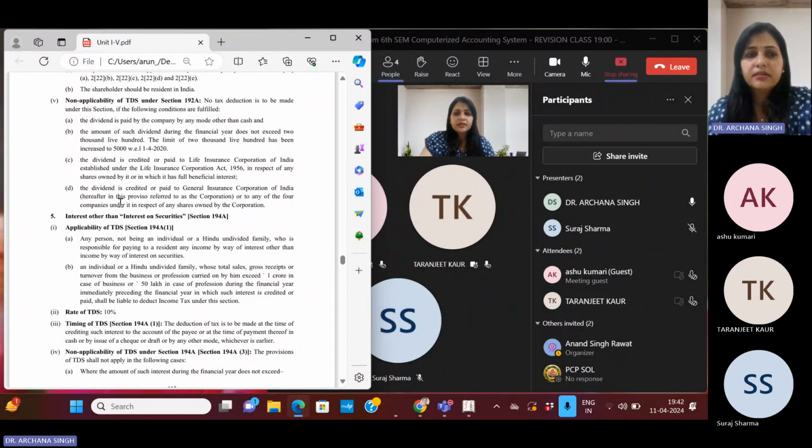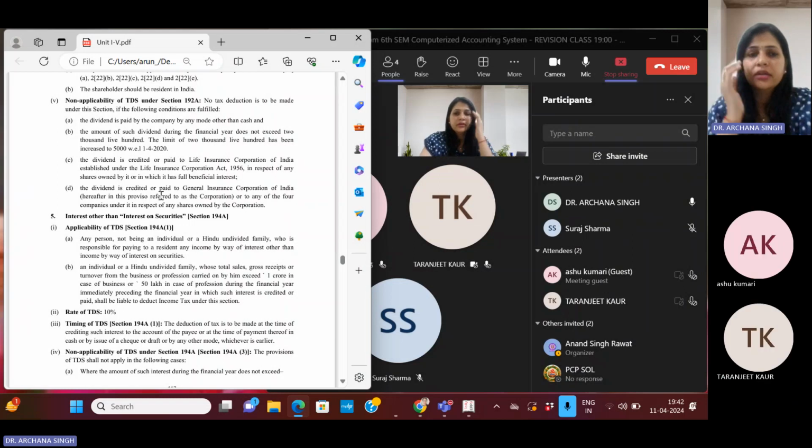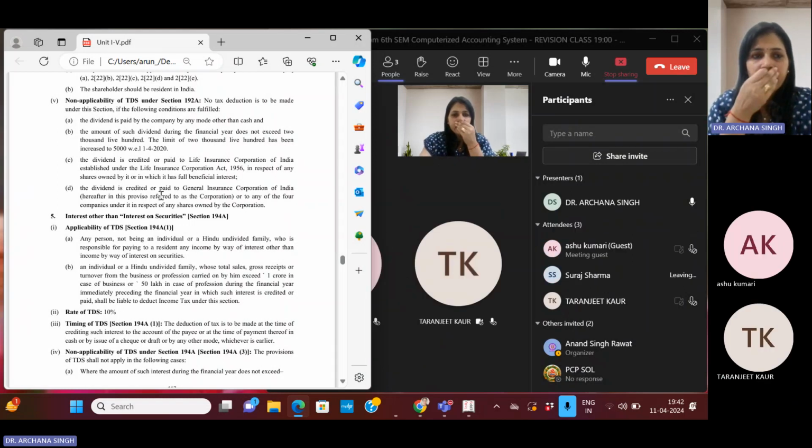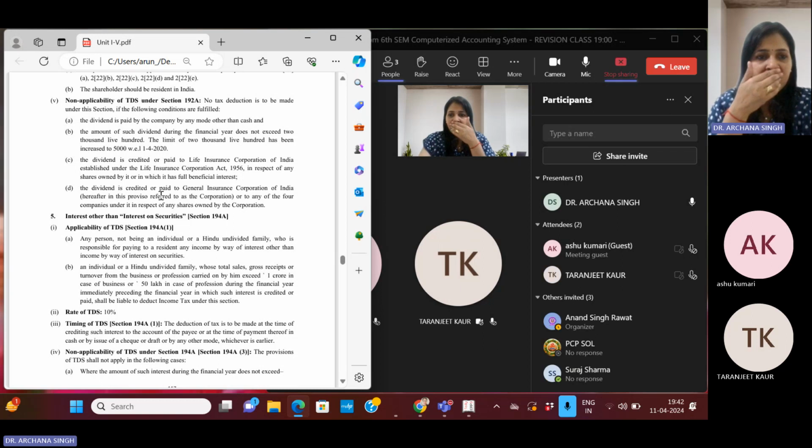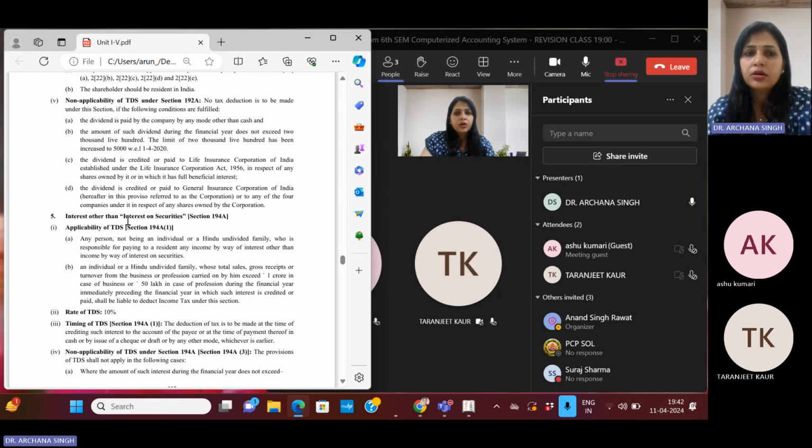Then next is dividend credited or paid to General Insurance Corporation of India, hereafter in this provision referred to as the corporation, or to any of the 4 companies under it in respect of shares owned by that corporation. Okay, so these are the conditions where TDS is non-applicable according to section 194A.